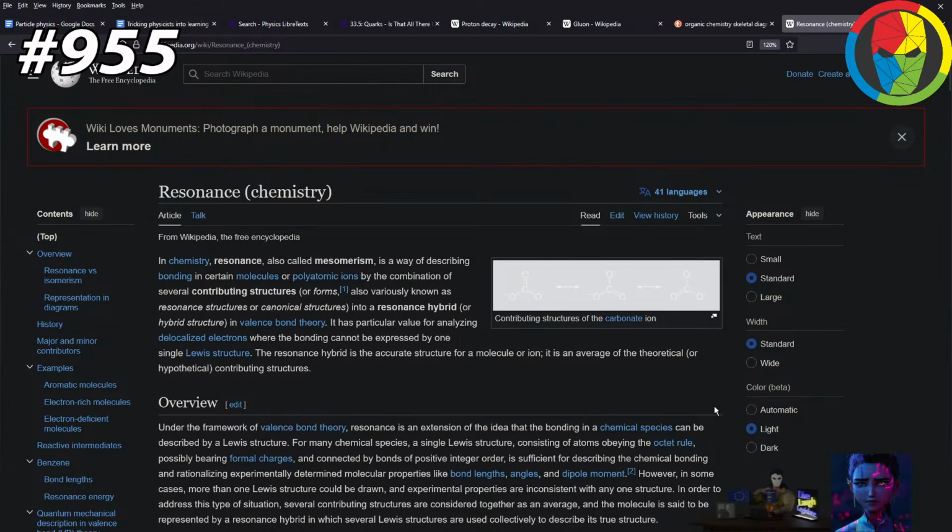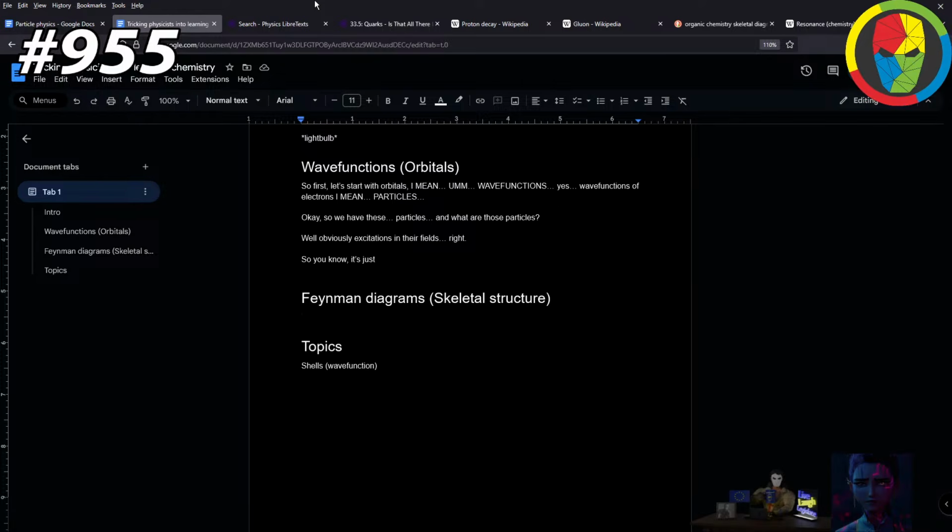Resonance is a way of describing bonding in molecules by a combination of several contributing structures. Read this and tell me this is not superposition. A combination of several contributing structures. That's superposition. Resonance hybrid is the accurate structure of the molecule. Yeah, alright, that's excellent. Great, that's brilliant.